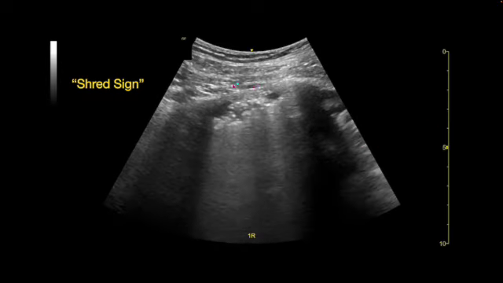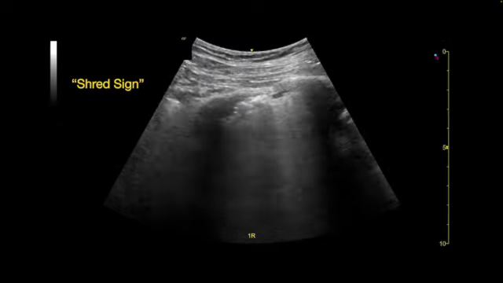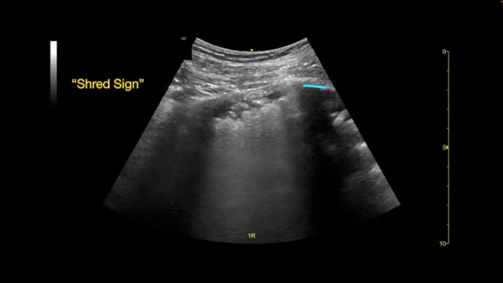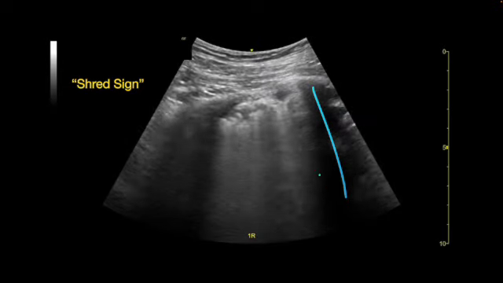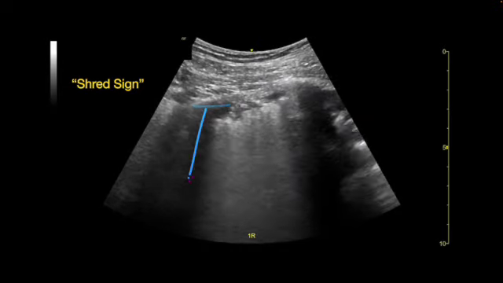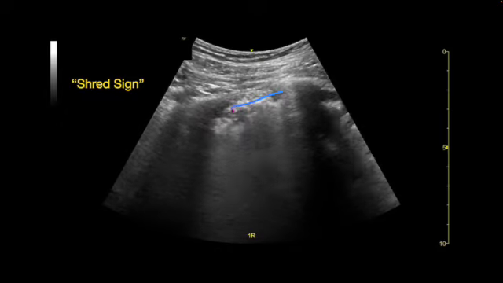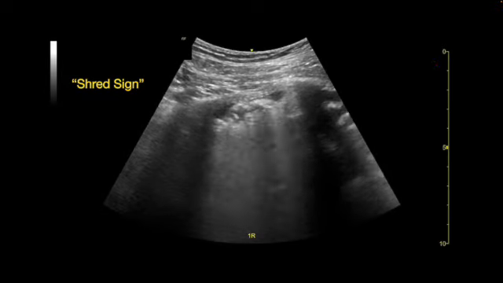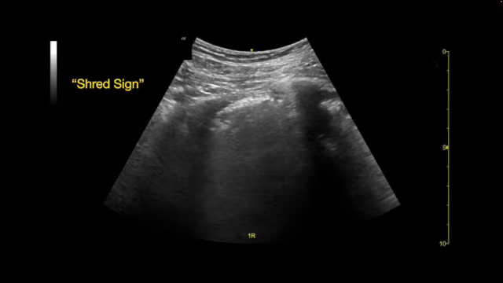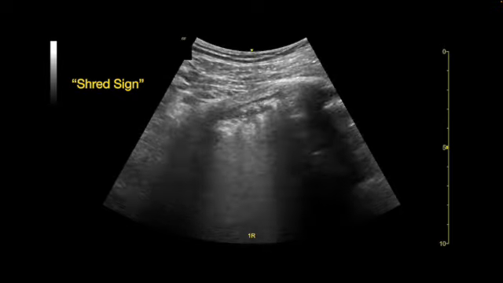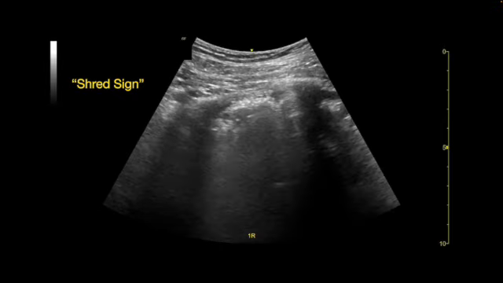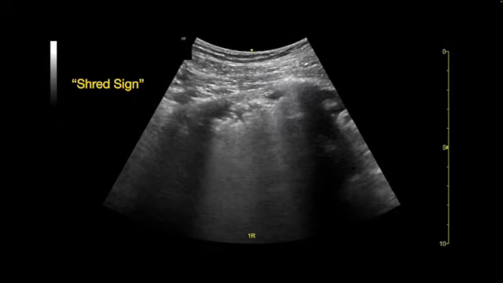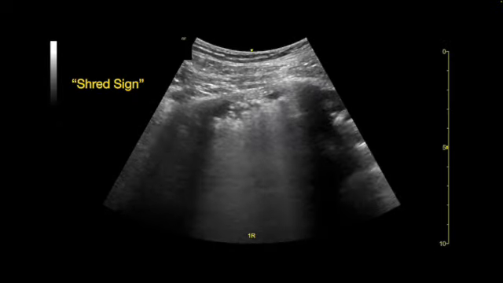This is lung. We have our curvilinear probe, and if you look at the depth, it's pretty superficial. This is a rib with shadow behind it. Here's another rib with shadow behind it. And in between is our pleura here. Now take a look at this pleura. It looks rather different than on our previous images or clips, right? It's kind of thick, it's heterogeneous. This is something called the shred sign. It looks shredded. And this is indicative of subpleural consolidations.